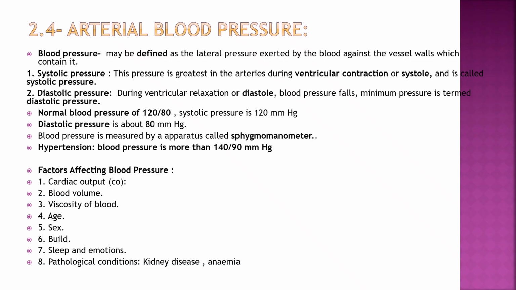The normal blood pressure is 120/80. That means systolic pressure is 120 millimeter of mercury and diastolic pressure is 80 millimeter of mercury. Blood pressure is measured by an apparatus called a sphygmomanometer, and when blood pressure is more than 140/90 millimeter of mercury, it is called hypertension.